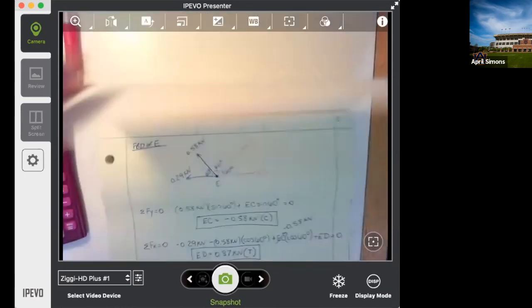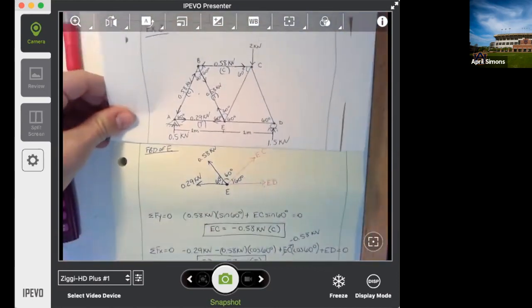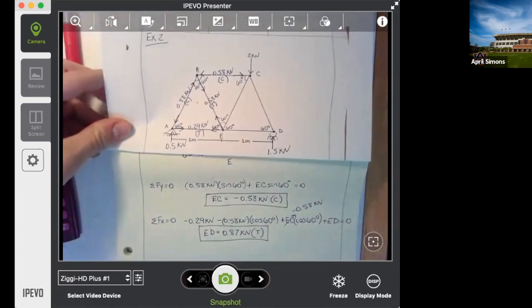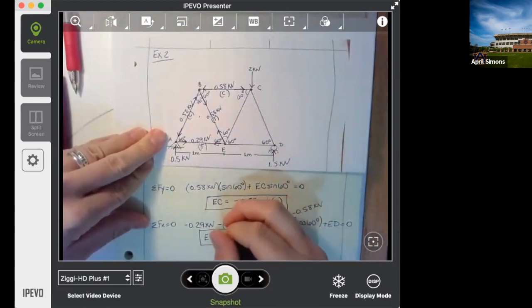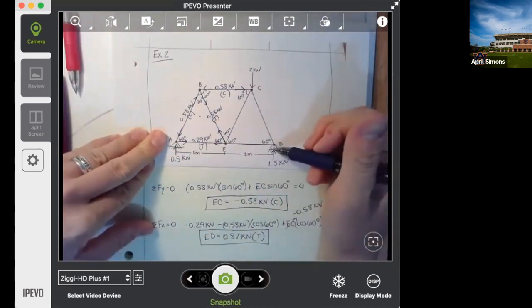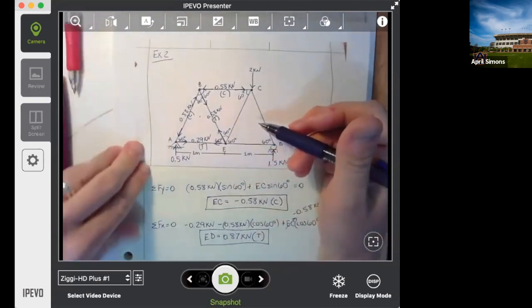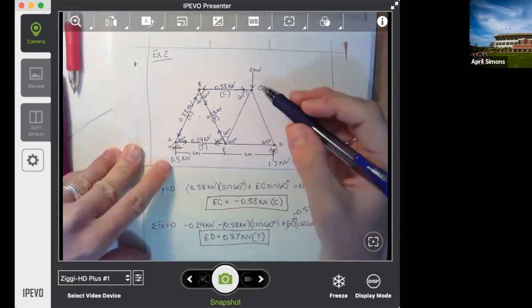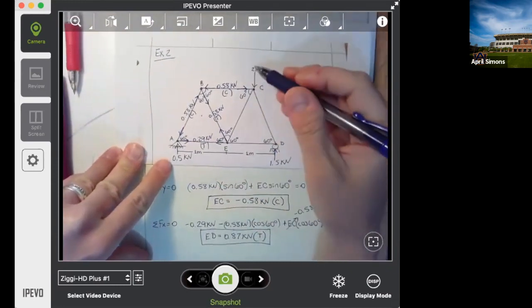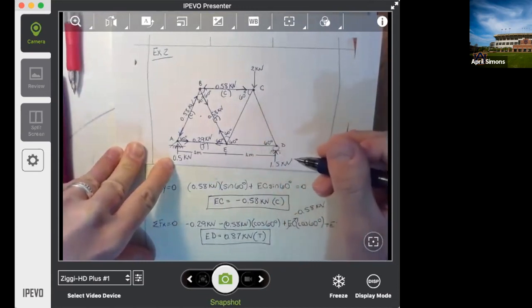Okay, so looking back at our force summation diagram, it's obvious that the forces are greater here. ED has a higher value for force compared to AE, and that makes sense when we look at the applied forces and the support reactions. We've got 0.5 kilonewtons here at A, but at D we've got 1.5 kilonewtons, and we also have this 2 kilonewton force here on the right side of the truss. So it makes sense that those forces are different and slightly greater on the right-hand side of the truss.